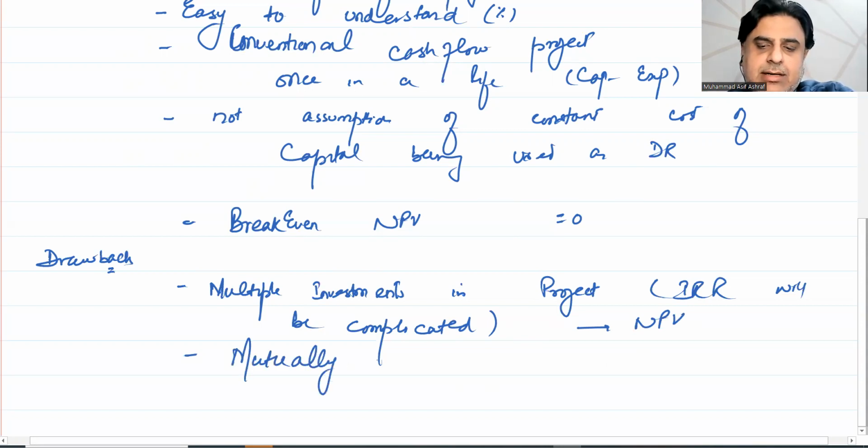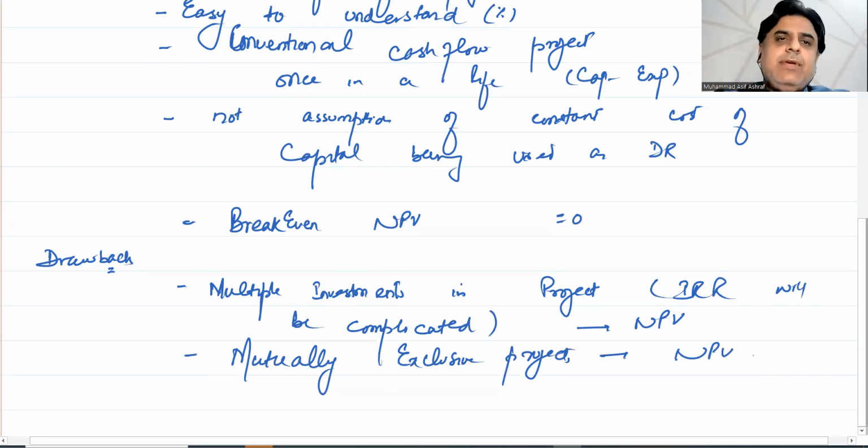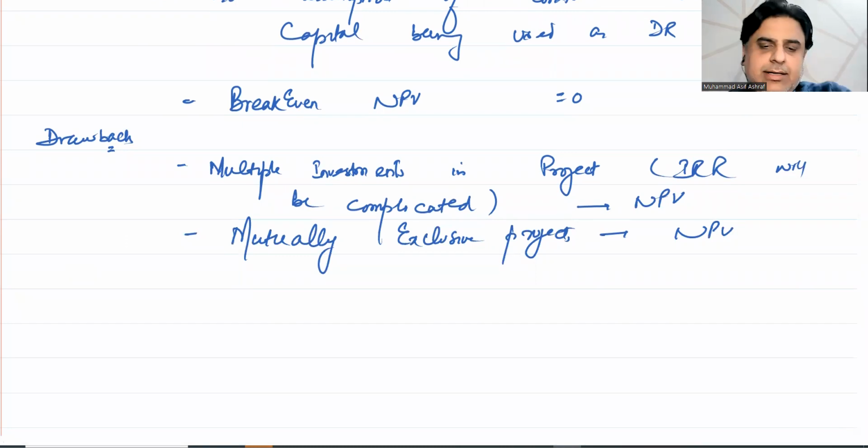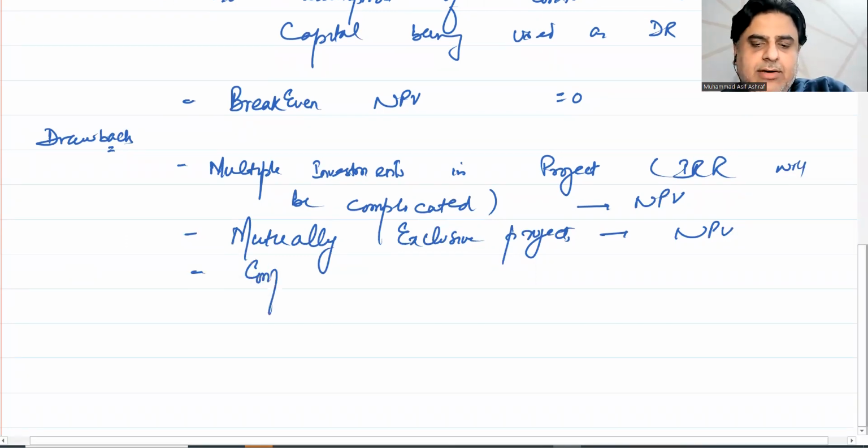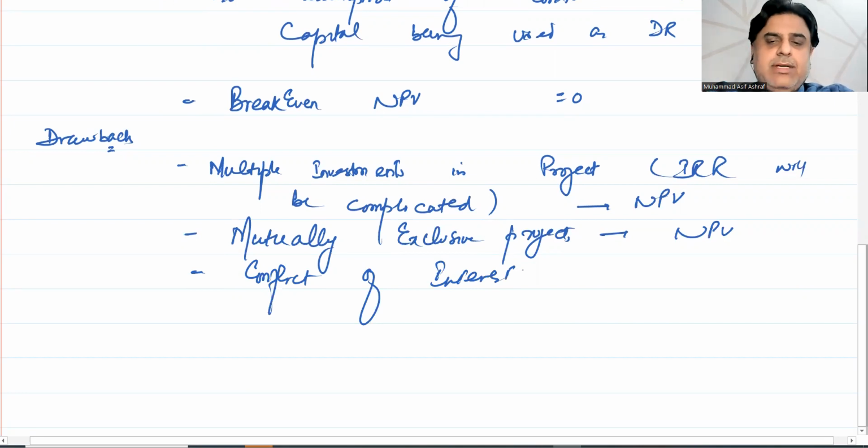Similarly, for mutually exclusive projects, in those cases, again, you have to choose NPV. You do not rely on IRR. There is a conflict of interest between managers and the shareholders because you are taking the project on the basis of percentage, while the shareholders want wealth maximization.